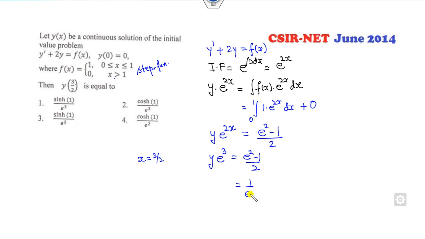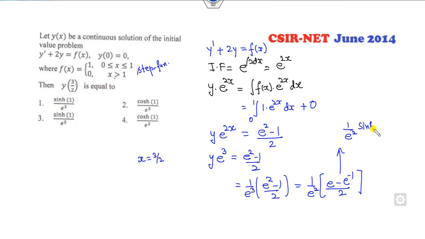So if I take 1 over e cube, it's e square minus 1 over 2. Now you can see it's not a sine hyperbolic 1. If I take 1 over e square here, I can multiply them, it is e minus 1 over 2. What is that? This is 1 over e square times sine hyperbolic 1, which is the right answer of this problem. Sine hyperbolic 1 divided by e square is the right answer.